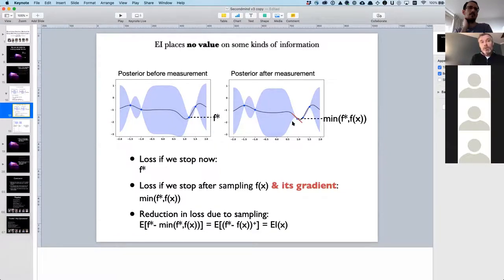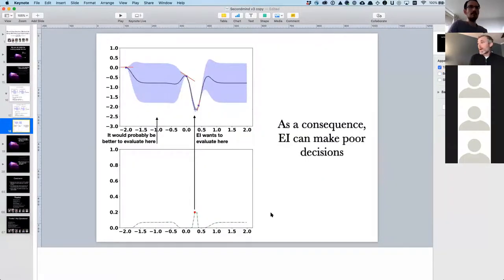But if you think through the thought process behind expected improvement, what you see is that even though I got way more information, the reduction in loss due to sampling is unchanged. So if I have a problem where I am observing the gradient, I'm changing my posterior, but the places where I'm sampling are not taking into account the extra value provided by the gradient. And that can cause expected improvement to make bad decisions.